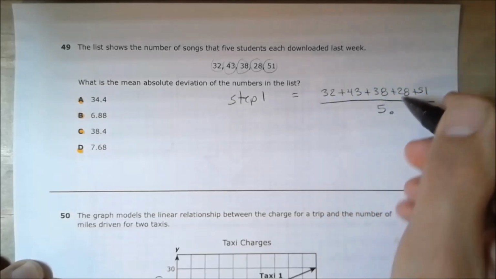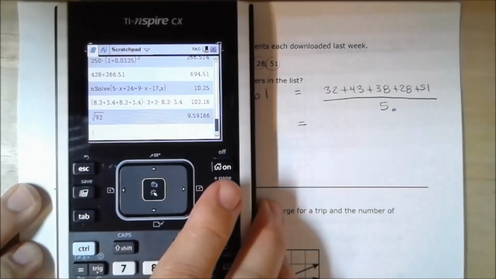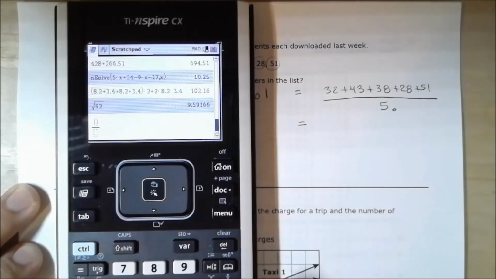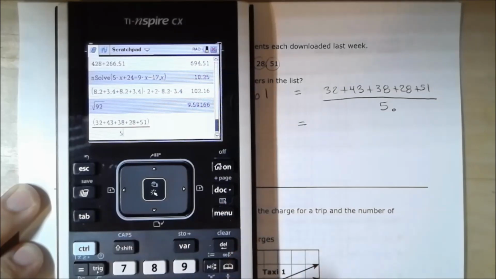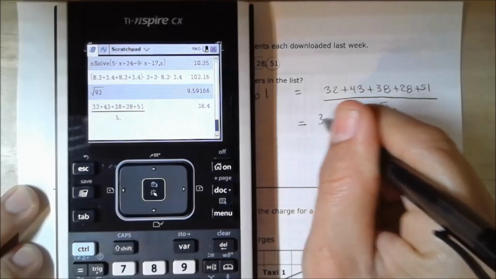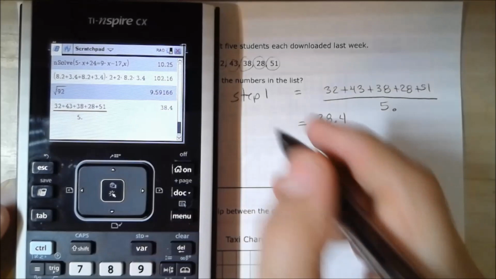I'm going to put a decimal after it. It'll give me a value for step 1, and we're going to use that in step 2 in order to find the absolute value of the differences. So let's go ahead and put these in real quick. I'm going to put my fraction bar. You can do it this way if you'd like. Put my parenthesis, 32 plus 43 plus 38 plus 28 plus 51. And on the bottom I'm going to put 5 and a decimal. I'm going to hit enter. It gives me 38.4. So now that I've got that, I'm going to go on to step 2.